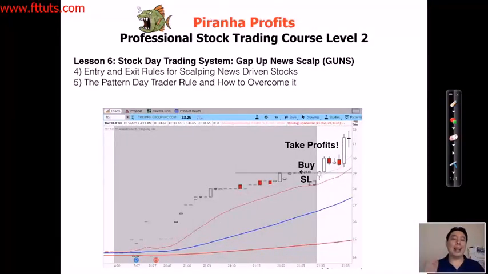So you learn specific entry and exit rules for this scalping strategy. And you also learn how to avoid the pattern day trader rule, which says that if you buy and sell on the same day, you have to have a certain minimum in your account. But there are ways to circumvent this ruling, and I'll teach you exactly how to do that.